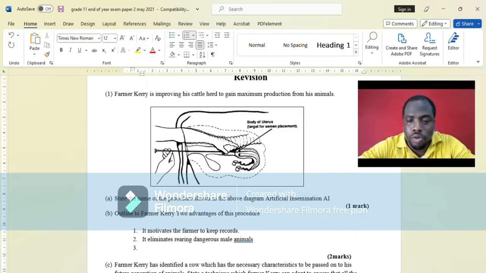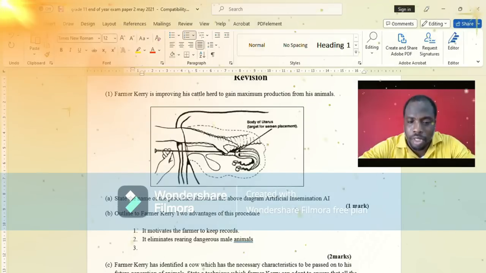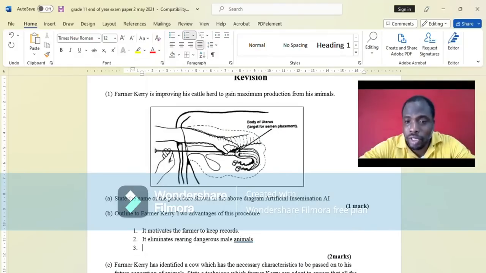Animals who have gotten old that might find it complicated to mount a female, we still can collect the sperm and utilize it in the process. So if they are animals that have good genes, good characteristics, but they may have some form of deformity, or they're getting old, we still can use them in our breeding program.